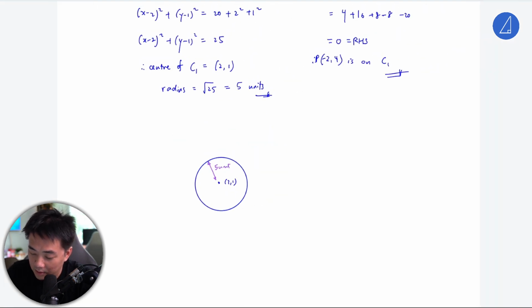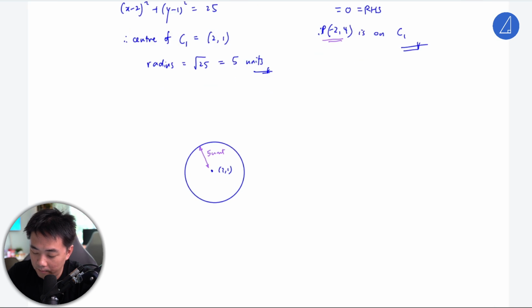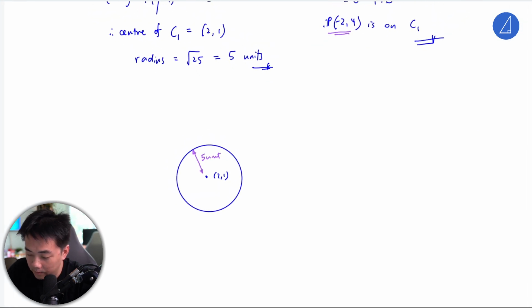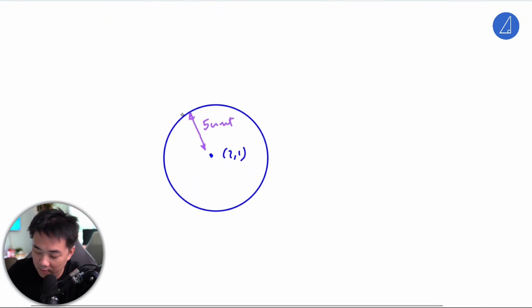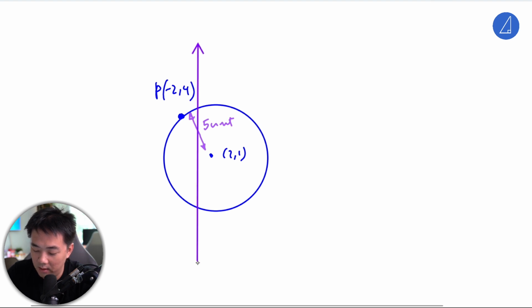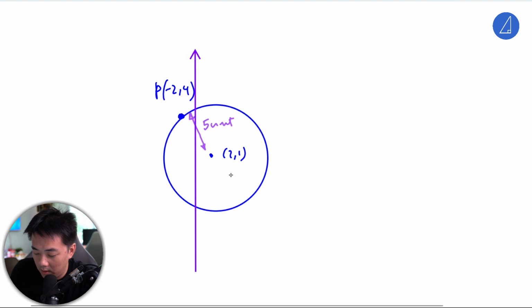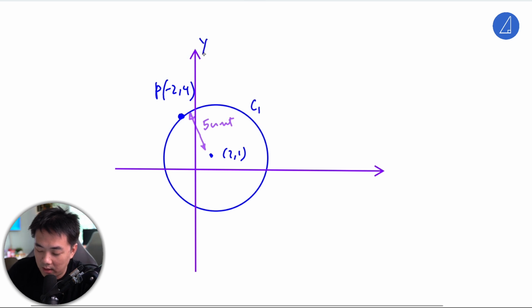Then we have P, which is (negative 2, 4). Negative 2, 4 would be roughly here. So P is at negative 2, 4. If you were to draw the axes, this is the y-axis. Negative 2, 4, then 1 will be roughly here. That's about it. What I did was just try and sketch and make sense of what's going on.